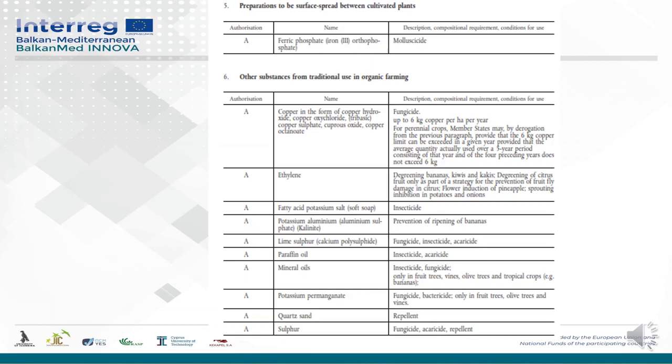Mineral oils: insecticide, fungicide, only in fruit trees, vines, olive trees, and tropical crops, for example, bananas. Potassium permanganate: fungicide, bactericide, only in fruit trees, olive trees, and vines. Quartz sand is used as a repellent. Sulfur is used as a fungicide, acaricide, and repellent.